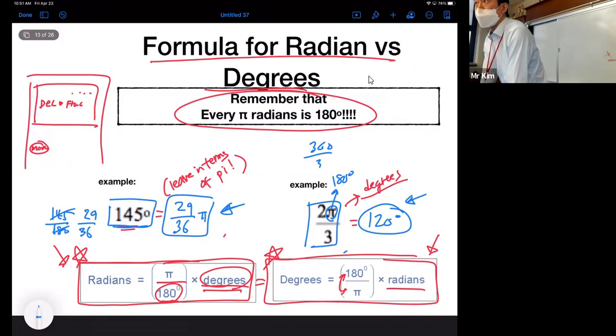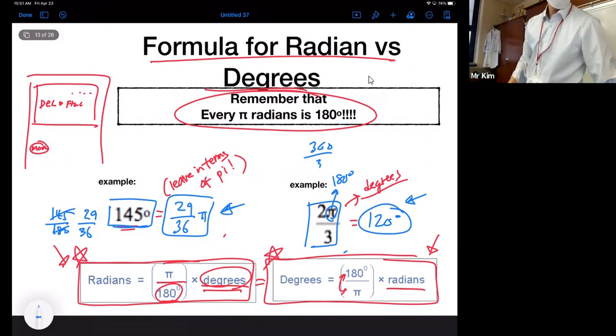I'm sorry, 145 degrees? 120 degrees. 120 degrees. Maybe I'll look it up.